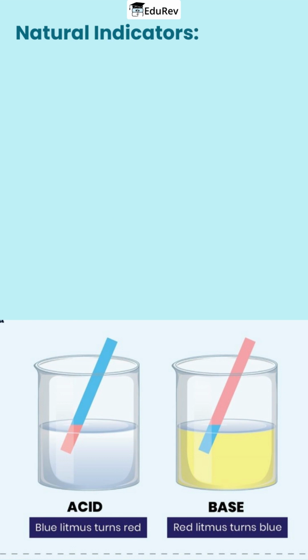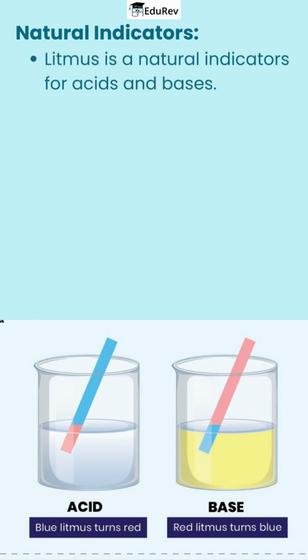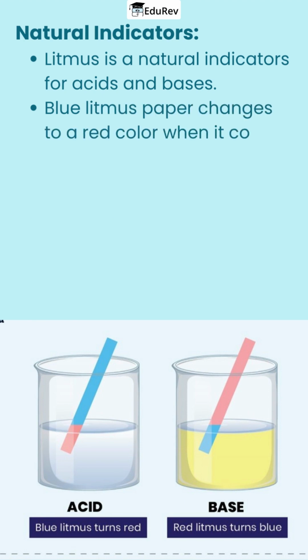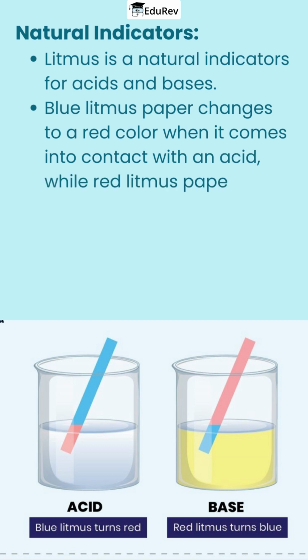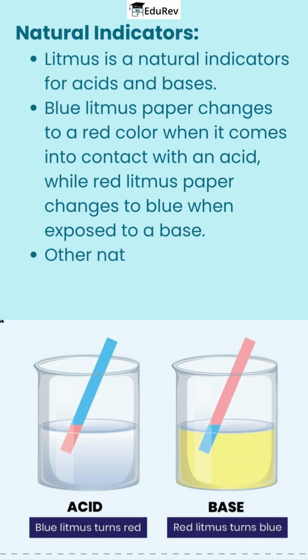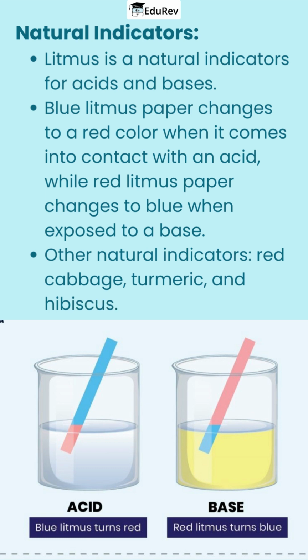Natural indicators. Litmus is one of the most widely used natural indicators for acids and bases. Blue litmus paper changes to a red color when it comes into contact with an acid, while red litmus paper changes to blue when exposed to a base. Other natural indicators include red cabbage, turmeric, and hibiscus.